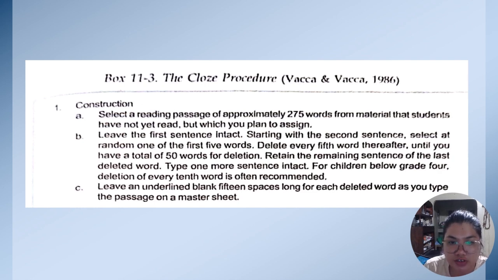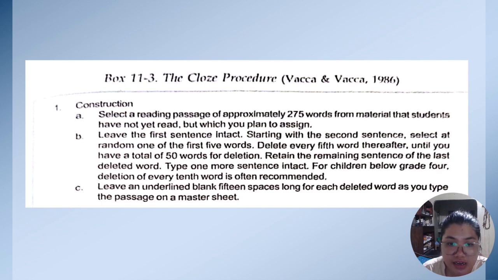Then leave the first sentence intact. Starting with the second sentence, select at random one of the first 5 words. Delete every 5th word thereafter until you have a total of 50 words for deletion. Retain the remaining sentence of the last deleted word. Type one more sentence intact. For children below grade 4, deletion of every 10th word is often recommended. So there is a different level of deletion depending on the grade level of the students.